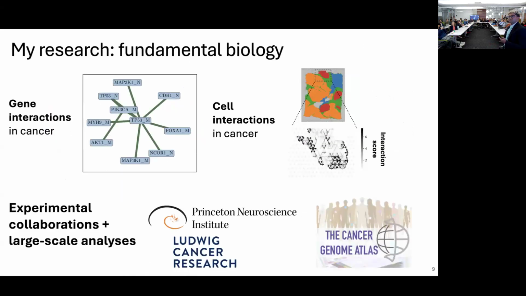And I've used these algorithms to understand important biology. For example, the gene and cellular interactions that underlie diseases like cancer. And this often involves collaborating with experimentalists, for example, neuroscientists or chemists, and by doing large-scale analyses, for example, looking at data from large cohorts of patients with cancer.